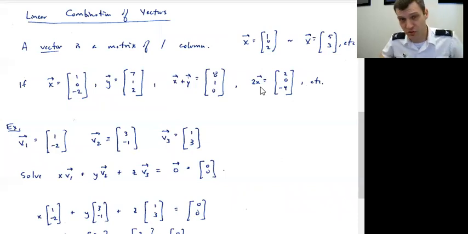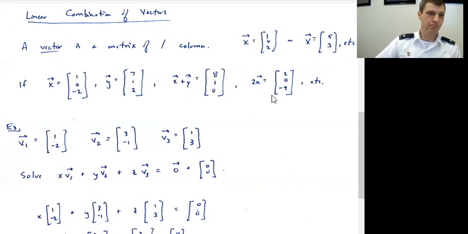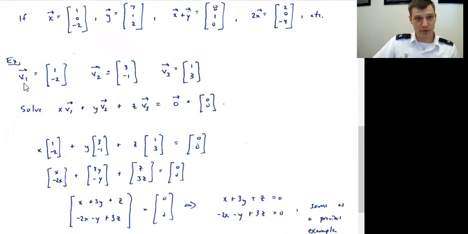It's possible you just get the 0 vector back. If two vectors are different sizes, then I can't add them together. It just doesn't work. All right, so here's a new problem. Now that I have this idea of combining vectors together, what if I have these three vectors? V1 is this, V2 is this, V3 is this.